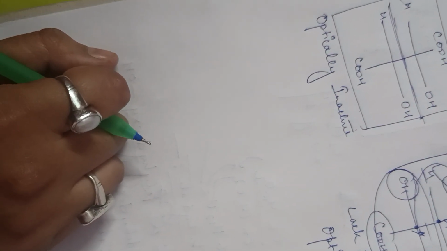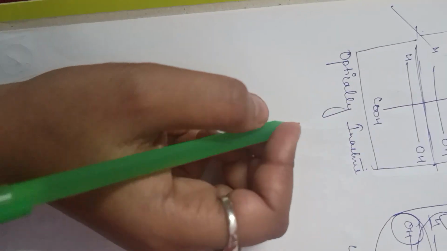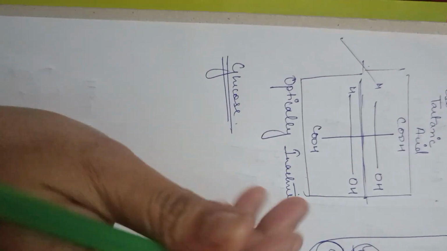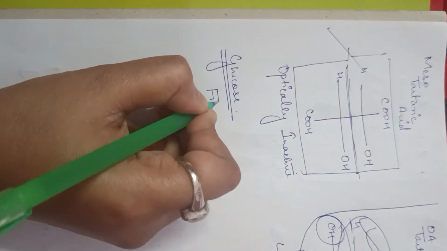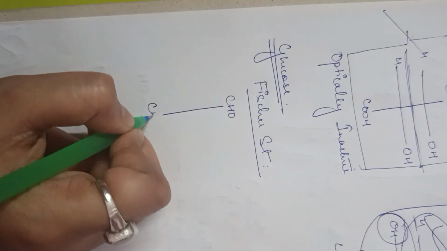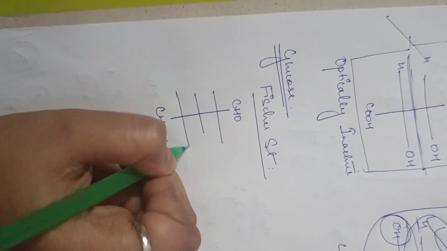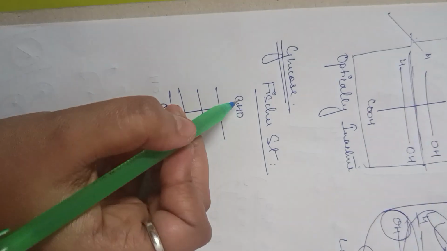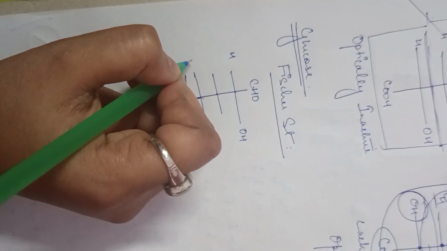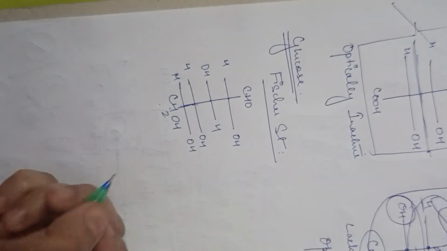Now let's check the structure of glucose. It has 6 carbons. Glucose structure, the Fischer projection, almost everyone knows. If you don't know, then learn it here. Then I will make you understand the whole structure family. It is CHO at the top, CH2OH at the bottom, with carbons 1, 2, 3, 4, 5, 6. Now H, OH, H, OH, H, OH, OH, H. So this is your glucose.